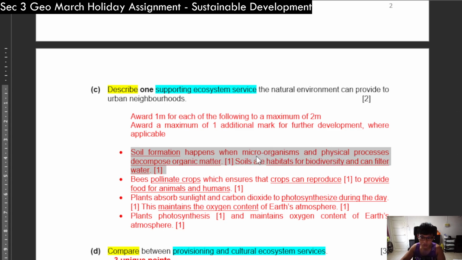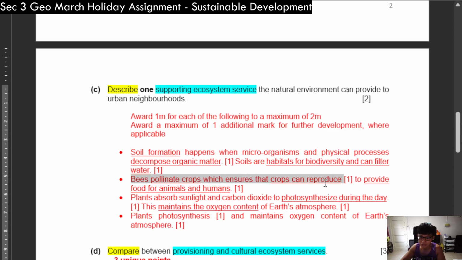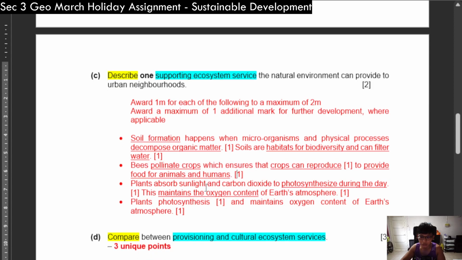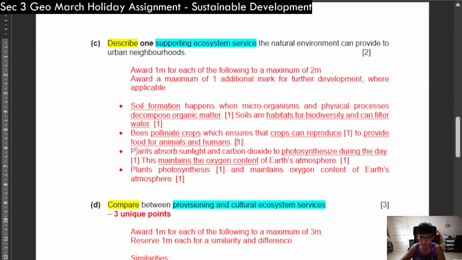All this helps the soil to be healthy, and when the soil is healthy, the plants will grow well. Other supporting services will also include the pollination of crops by bees and other animals. So it helps the crops to reproduce, and it provides food for animals and humans as well. Then the next point is how the plant absorbs sunlight and carbon dioxide to photosynthesize. When it photosynthesizes, it maintains the oxygen content of Earth's atmosphere.